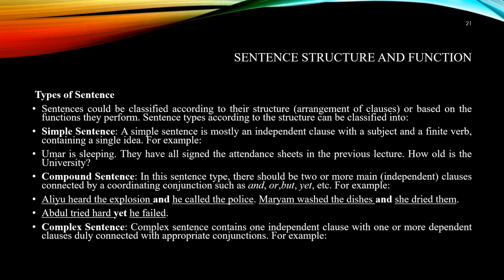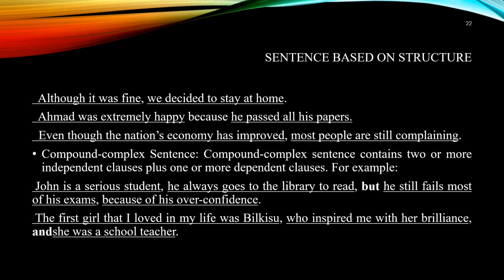And the next classification is what we call complex sentence. A complex sentence, class, is a sentence that contains one independent or main clause with one or more dependent clauses duly connected with an appropriate conjunction. Even though the complex sentence has a combination of both dependent and independent clauses, they must be joined together by an appropriate conjunction. Else, the meaning may be tampered with, or we may end up not having the appropriate meaning we set out to achieve. That is for complex sentence.